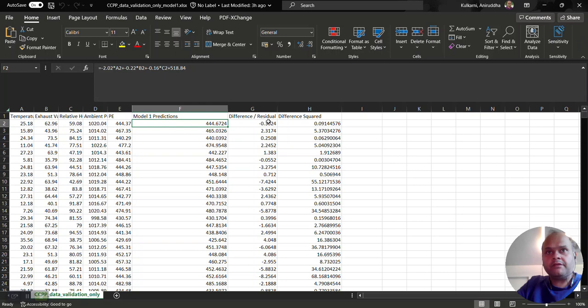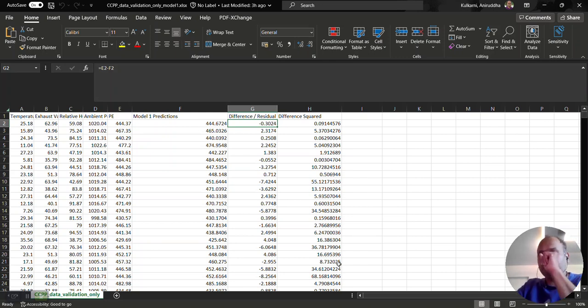The next column here is the difference between the actual value, which is part of the data set, and the model prediction. So this is basically just a subtraction of the E column and F column values. What we do next is do a square of these values. So this is just the G column values raised to the power of 2. And this is our squared error, basically, or squared difference.